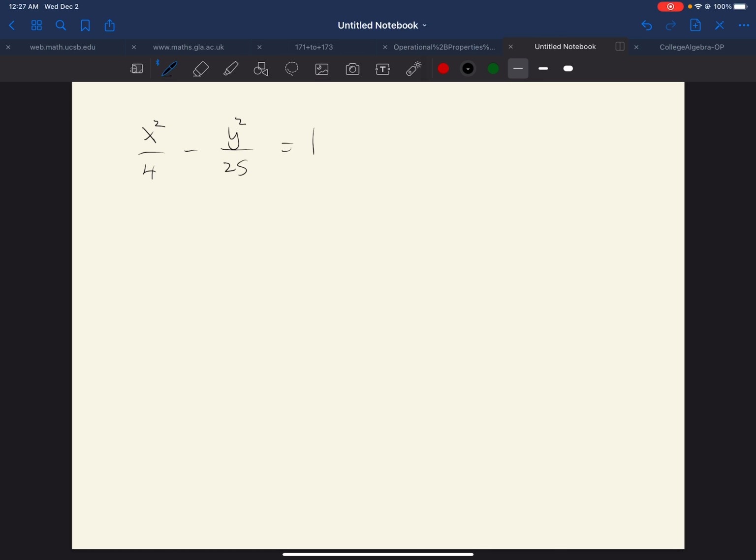So here's how you're going to do this. Because this is the same as x minus 0 squared, and this is the same as y minus 0 squared, that means it's centered at the origin. So it is centered still at the origin, so I'm just going to mark that. And just like we did before, we look at what's under the x, and I take the square root of that. And the square root of that's 2. So what I'm going to do is go right 2 and left 2.